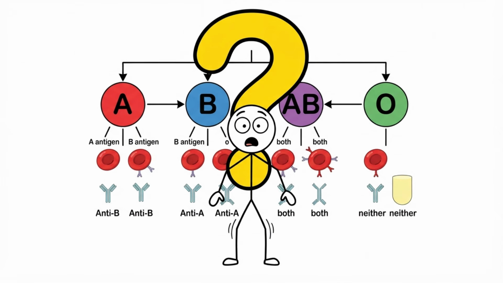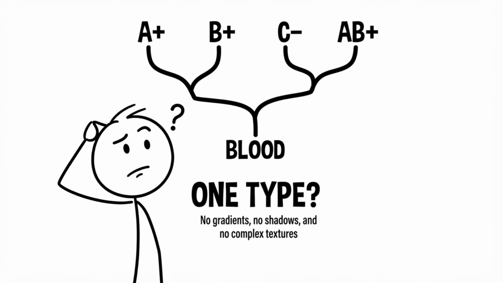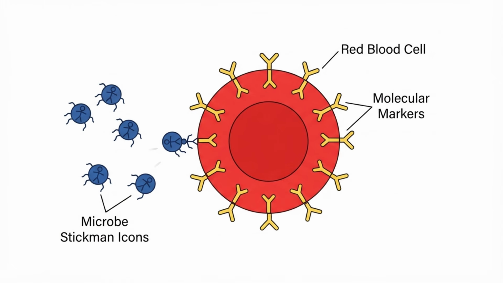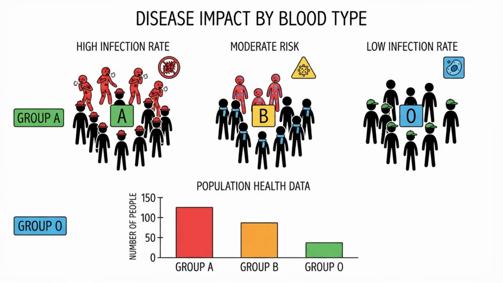But the mystery became much bigger. Why did these blood groups exist at all? Why didn't evolution simply produce one universal blood type? One possibility involves infectious diseases. Some microbes interact with molecules on human cells. That includes molecules connected to blood group traits. A disease that affects one blood type differently could change survival patterns.